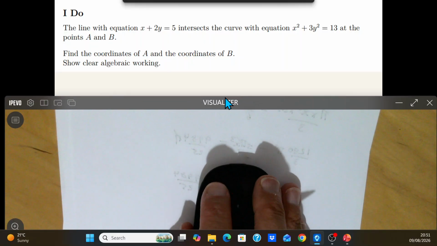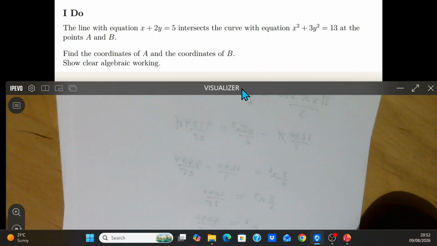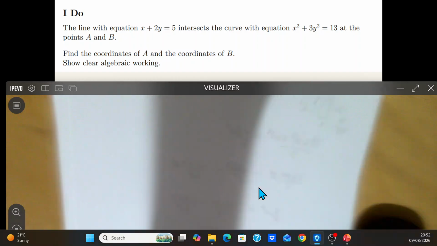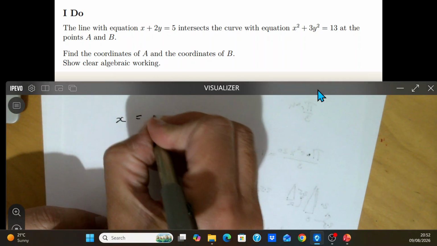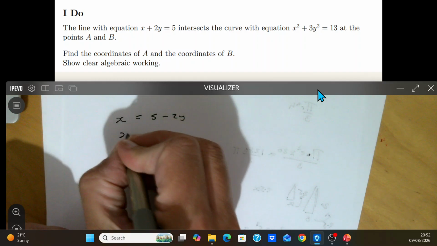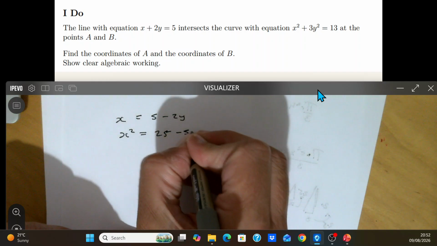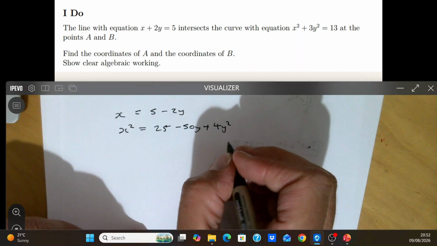So what's the question? This one is a simultaneous equation because it talks about where it intersects. So for a change, I'm going to put x in. Normally I do y's, but for this one it makes sense to do x. So x equals 5 minus 2y. So x squared equals 25 minus 20y plus 4y squared. Expand your brackets, nice and easy for you.